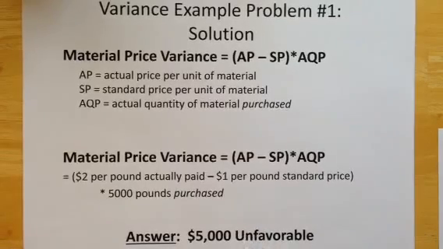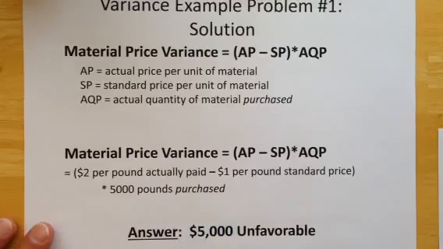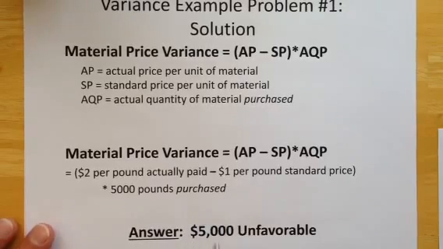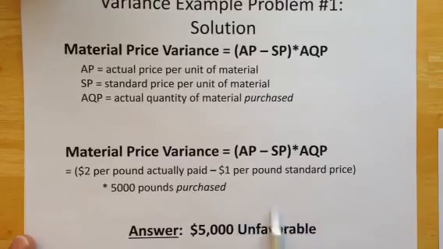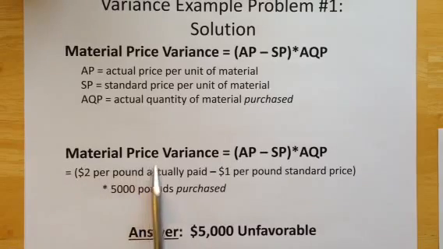Well, now we're ready to run these numbers through, and they're rather simple. $2 per pound actually paid for AP minus $1 per pound, the standard price that we expect to pay per pound of plastic, that's SP. That reduces to $1 per pound times AQP, which is 5,000 pounds purchased. The numerical answer comes out to be $5,000. But notice that doesn't complete the answer. We also need to include this word, unfavorable. The variance, the material price variance we just calculated for this past year is $5,000 unfavorable.